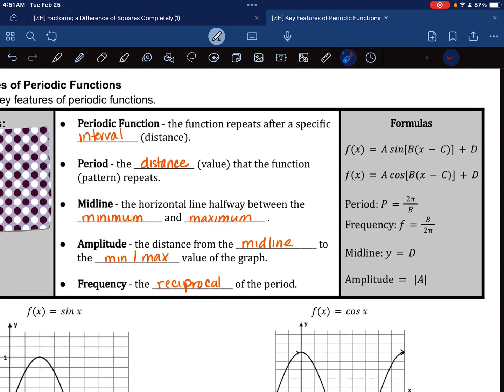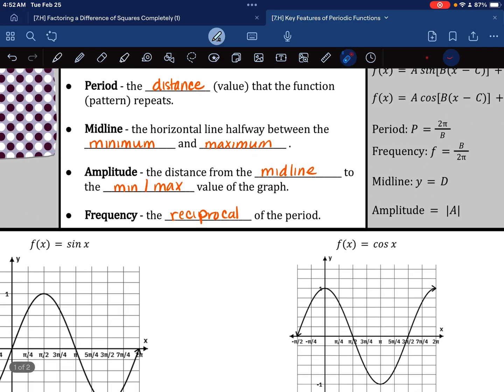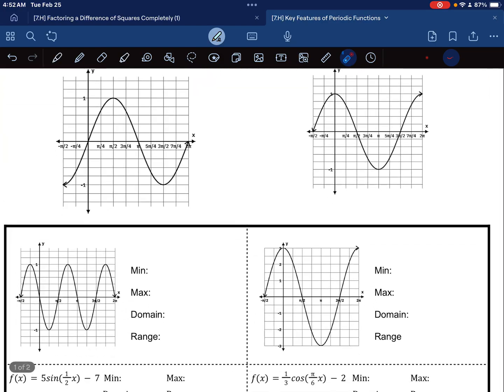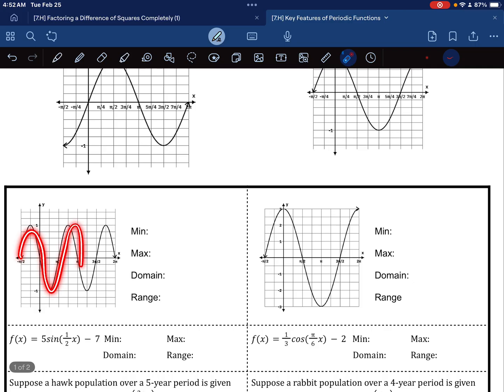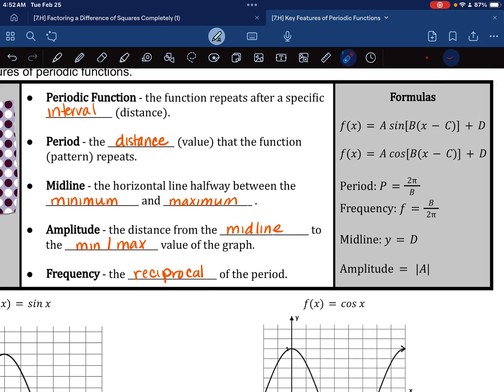Alright, now this comes with a lot of vocabulary. This part of the section isn't terribly difficult, but it's very formula specific and very vocabulary specific. A periodic function is a function that repeats after a specific interval. These graphs are periodic because they make these waves that just keep repeating themselves forever and ever and ever. The period is the distance that the function takes to repeat.